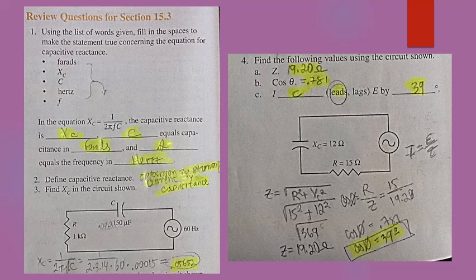Question 2, define capacitive reactance. It is the opposition to alternating current by capacitance, or better said, the opposition to voltage, which in turn is the opposition to current by capacitance.